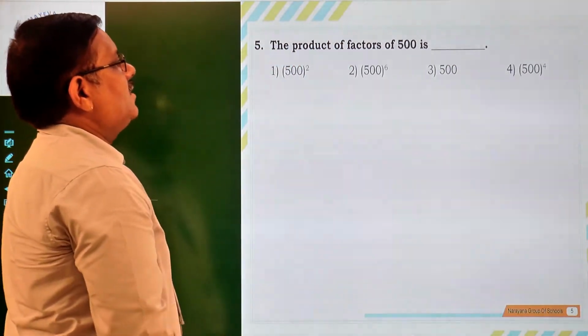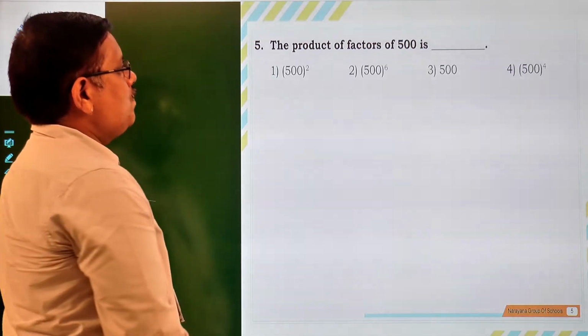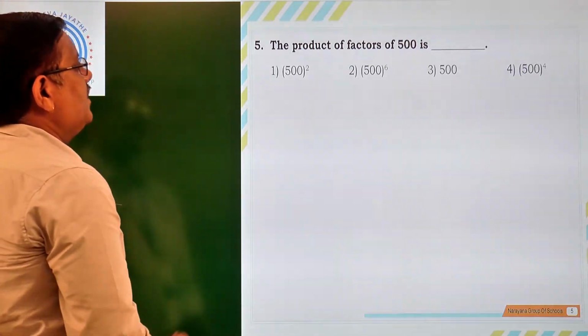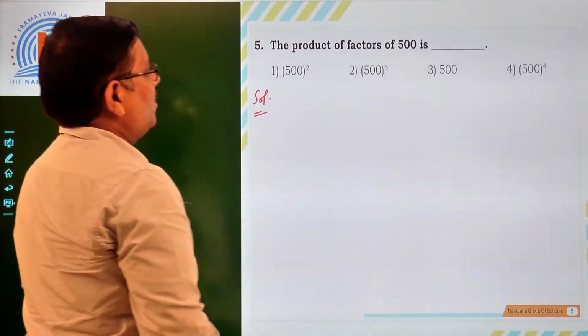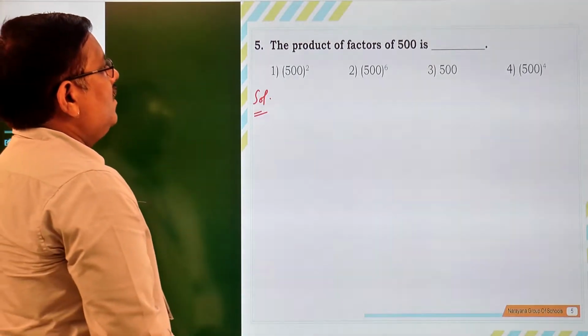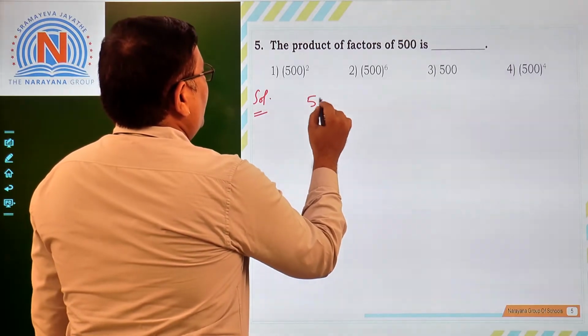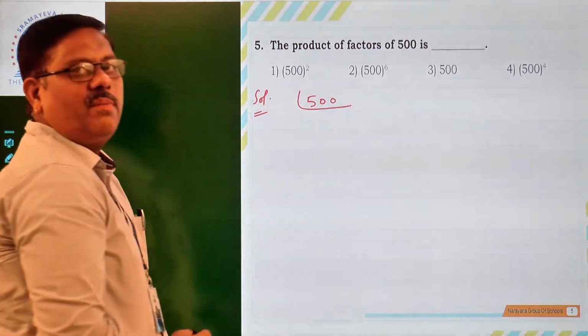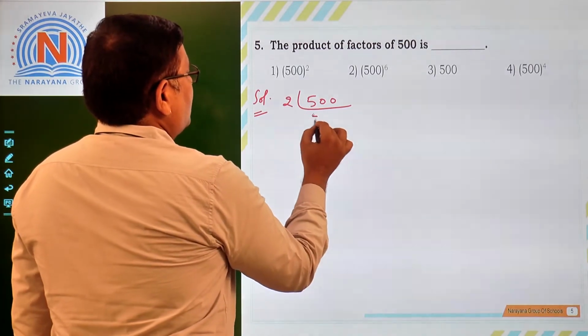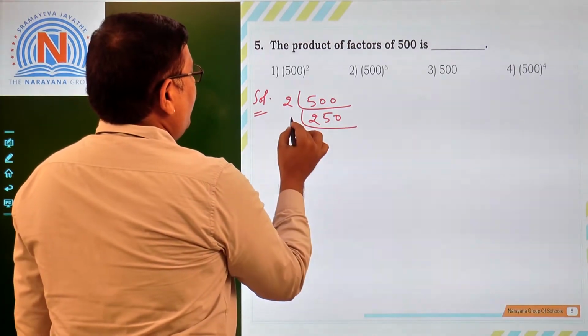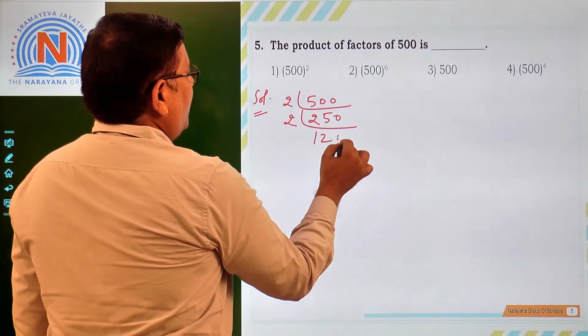The product of factors of 500 is. Solution. The product of factors of 500. First step is to convert 500 as a product of prime factors. So 500, let us divide with 2, that is 250. Again with 2, that is 125.